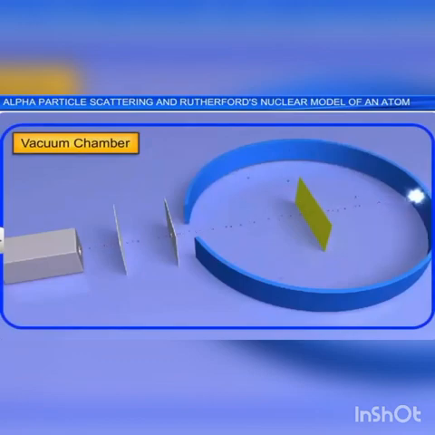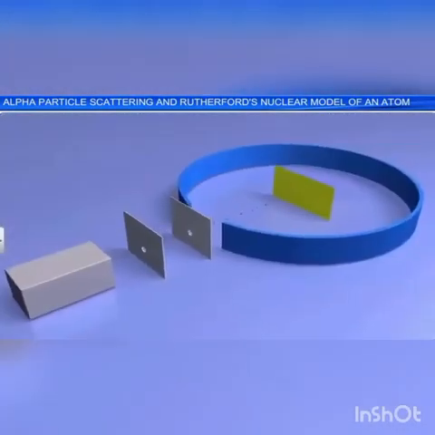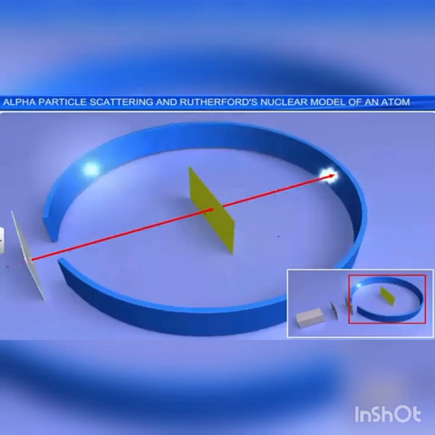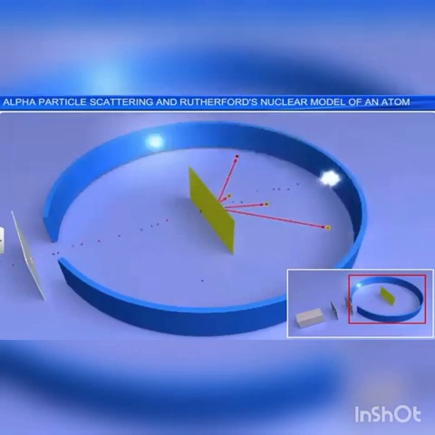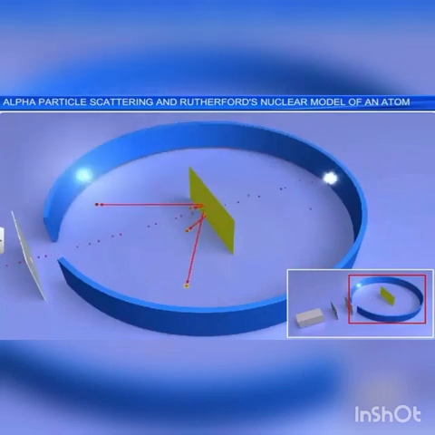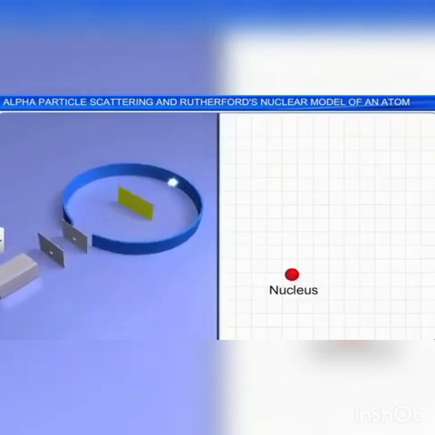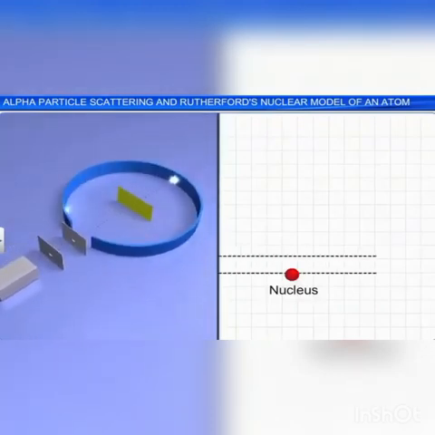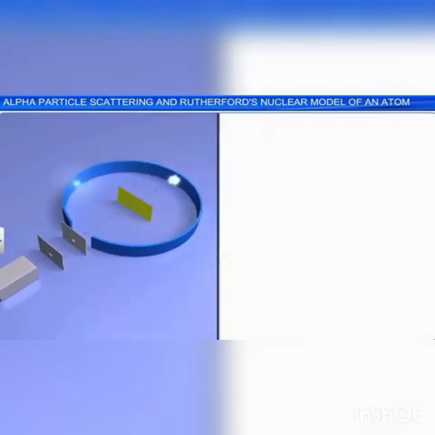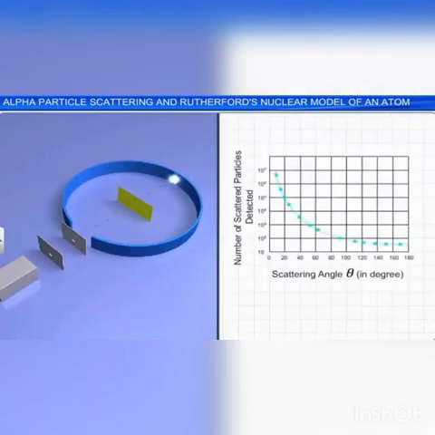It was observed experimentally that most of the particles passed off straight through the gold foil without any deviation in their path. A few of them suffered minor deviations, and very few of them suffered large deviations. These deviated particles were studied as a function of the angle of scattering. Angle of scattering is defined as the angle between the path of incident particle on the gold foil and the path of the scattered particle away from the gold foil. A graph was plotted between the number of scattered particles detected on the y-axis and the scattering angle on the x-axis.